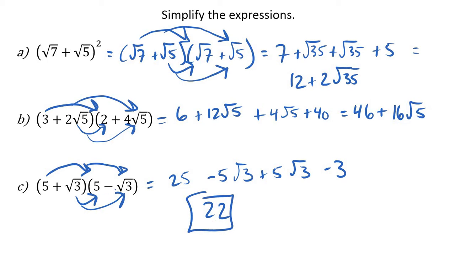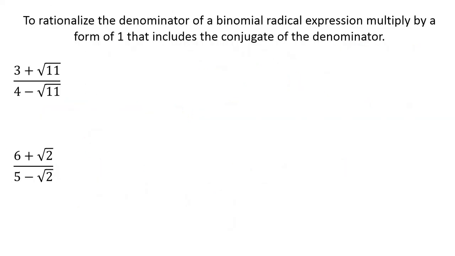You may remember this word from the previous lesson: this is a conjugate of this term. Notice it just has a different middle term. So that's a nice way, if you want to get rid of radicals in an expression, multiply by its conjugate, and hey, you get a nice rational number. We did a little bit of that in the previous lesson. We're going to build on that here.